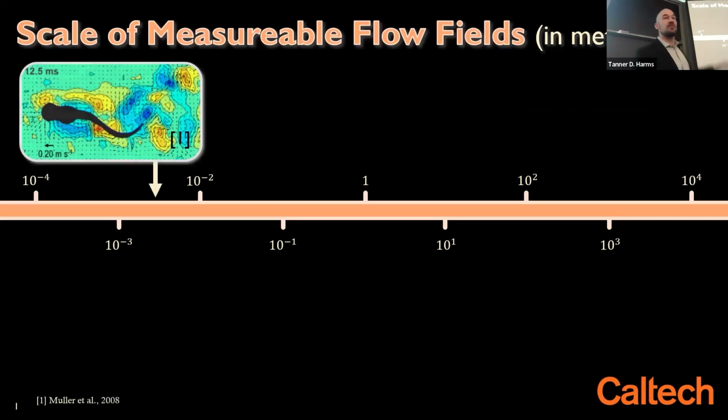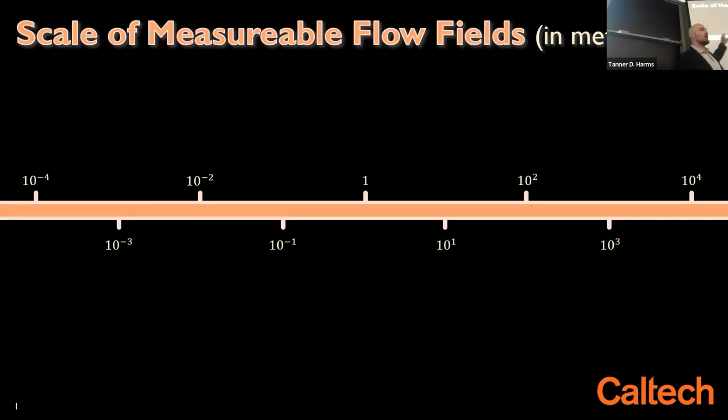I want to start by looking at, basically, what are we able to measure experimentally in fluid mechanics and a little bit in oceanography? This here is a scale. I'm presenting it in meters, all right? One meter in the middle, kilometers over here, millimeters over here.